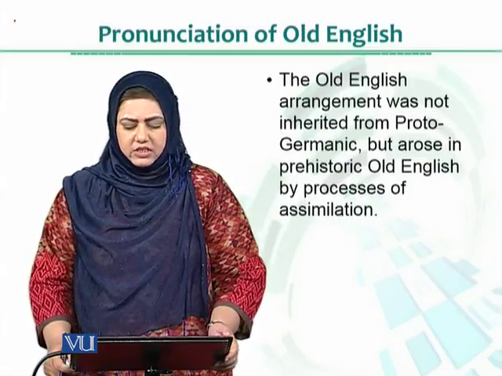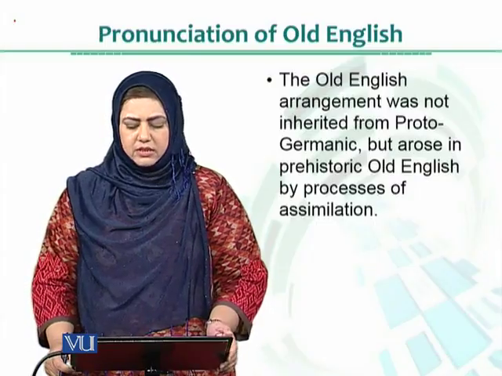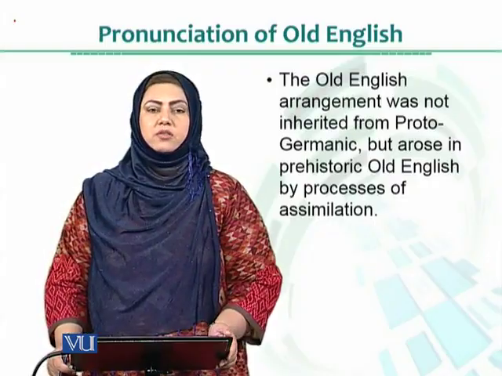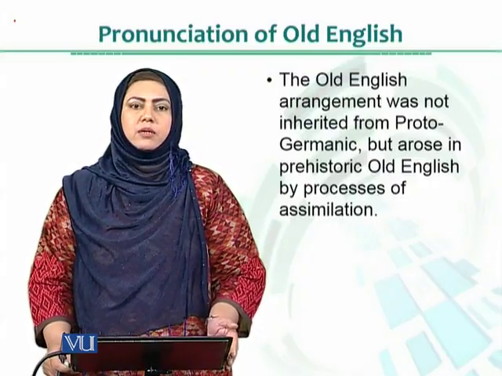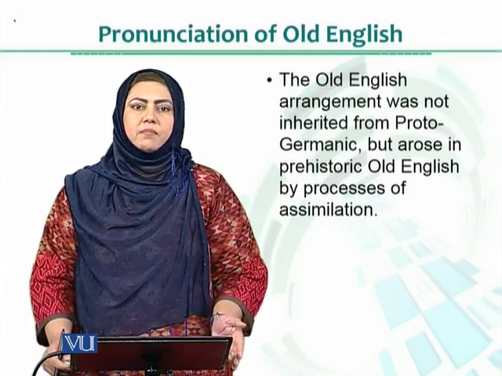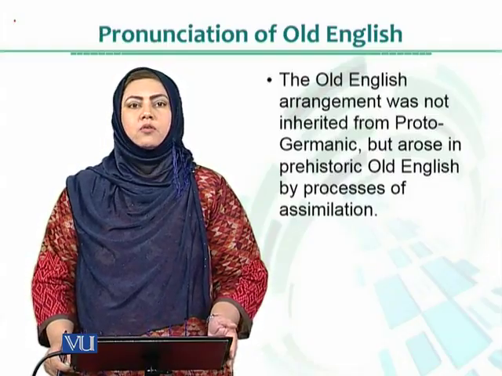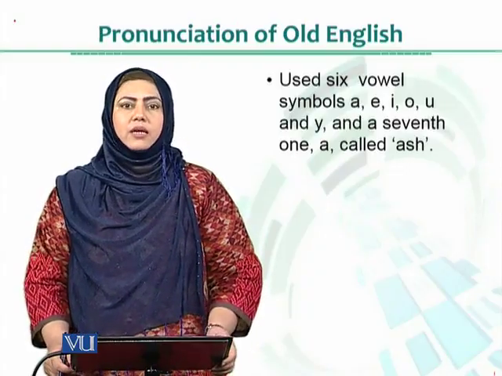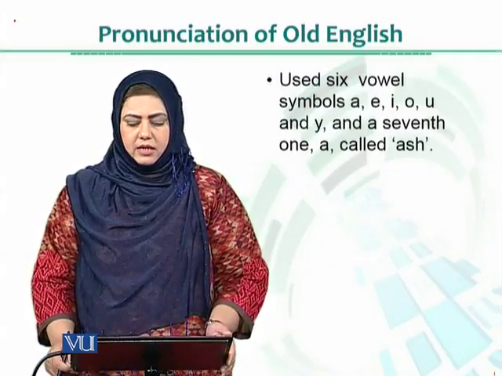The Old English arrangement was not inherited from Proto-Germanic but arose in prehistoric Old English by processes of assimilation. The term assimilation comes from the word assimilate or assimilated, so you can make a wild guess about what assimilation is even if you do not know what exactly the term means. Old English language used 6 vowel symbols.